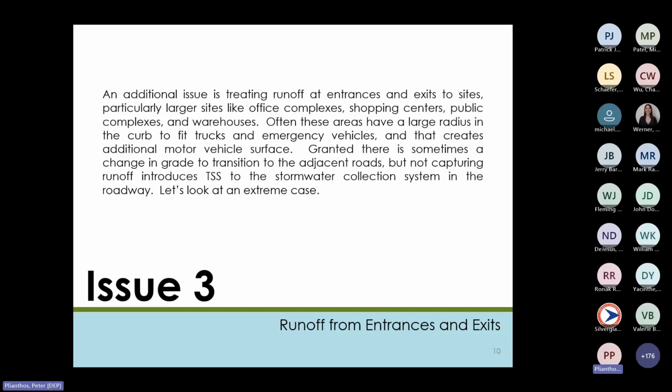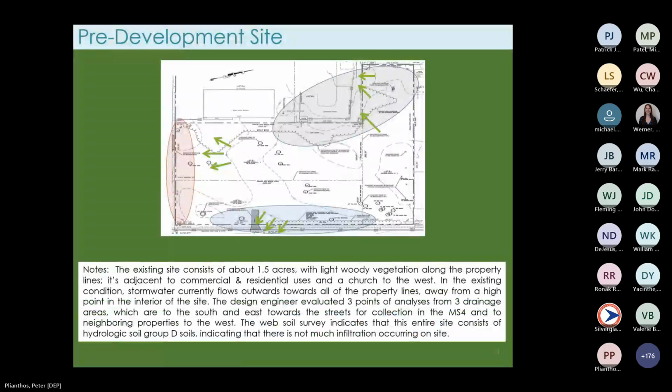Let's look at an extreme case. The existing site consists of about 1.5 acres, with light woody vegetation along the property lines. It's adjacent to commercial and residential uses and a church to the west. In the existing condition, stormwater currently flows outwards toward all of the property lines, away from a high point in the interior of the site.